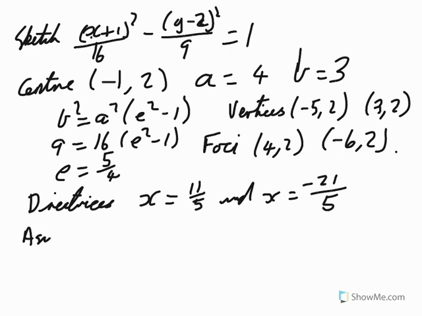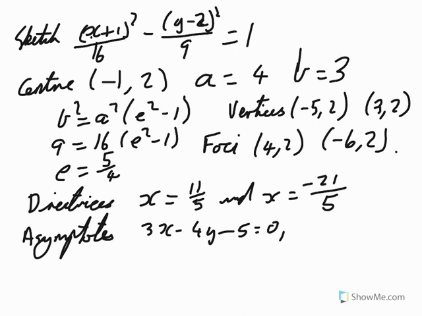And our asymptotes, y minus k equals plus or minus b on a times x minus h, and when you do all of those, excuse me, you get the following, and there's some rearranging involved here as well. So essentially you end up with that.